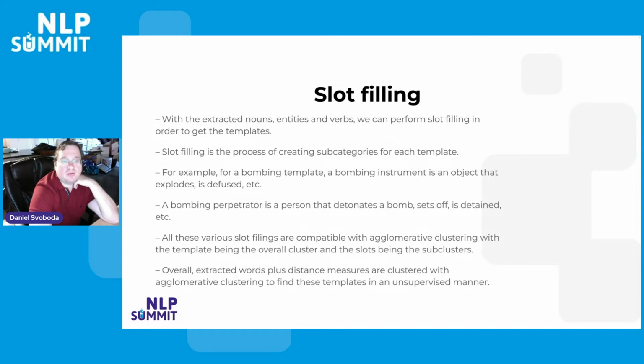Another subtemplate or slot filling would be a bombing perpetrator, and that is a person who detonates a bomb, sets it off, etc. All these various slot fillings are compatible with agglomerative clustering in the template, in which we have the subclusters and they branch together into more general templates and an overall template. So these extracted words plus distance measures are clustered with agglomerative clustering to find these templates in an unsupervised manner.